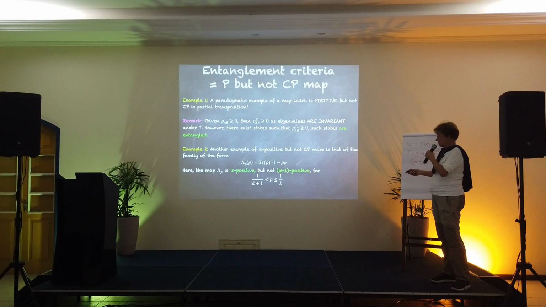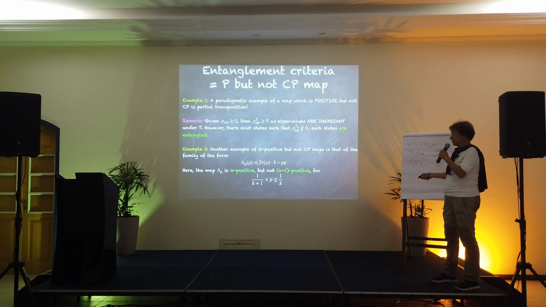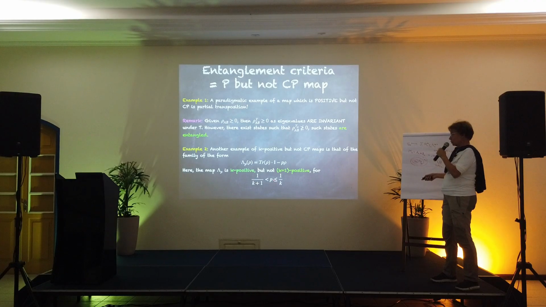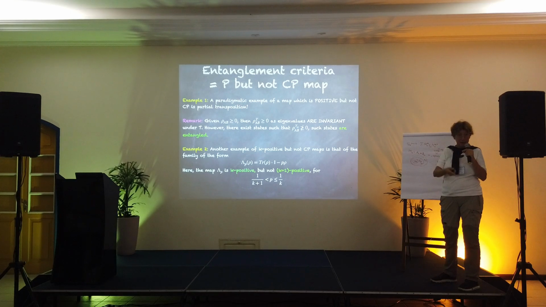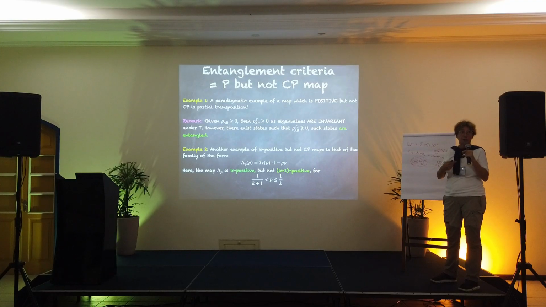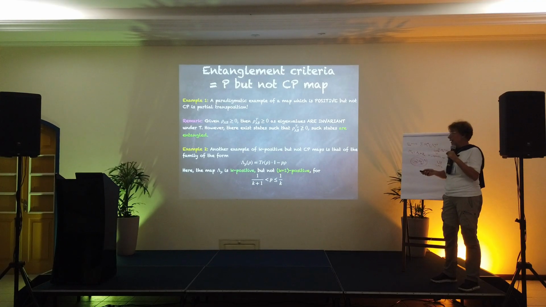Another example that maybe you have seen is a map of this form. It's called the reduction map. I take my state rho and do the following, in the case that the trace is 1, it doesn't matter: identity minus p times rho. This map is k-positive, but it's not k plus 1 positive for these values of p. That depends on that. Which means that it can detect states which are entangled, because it's positive but not completely positive.